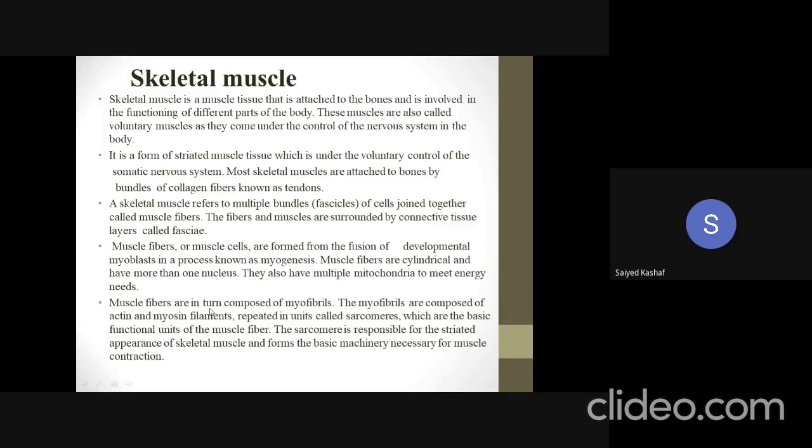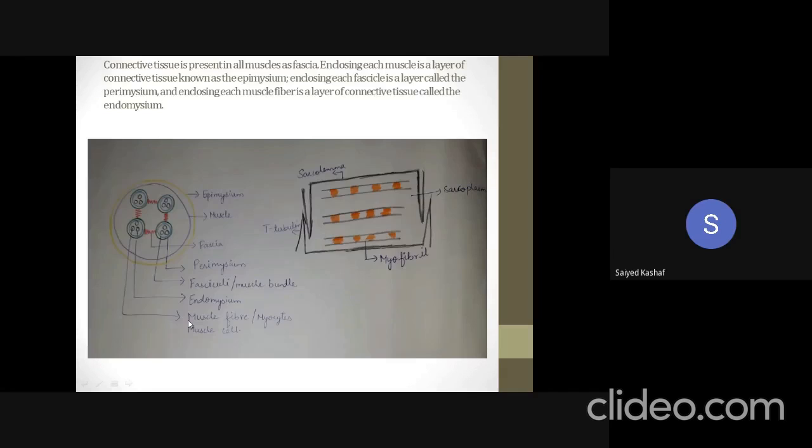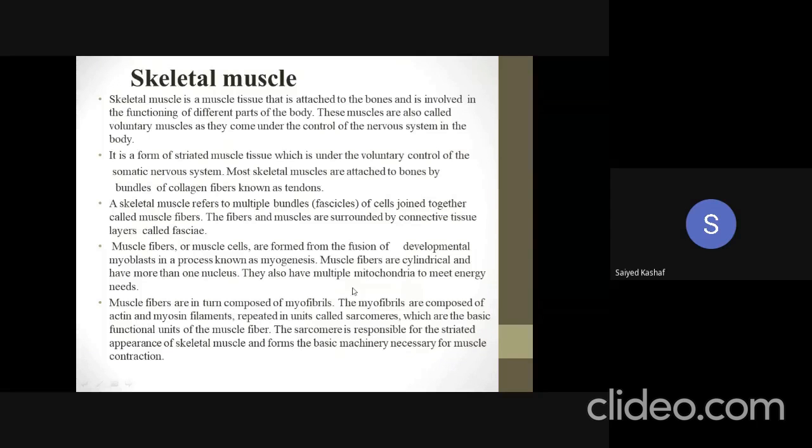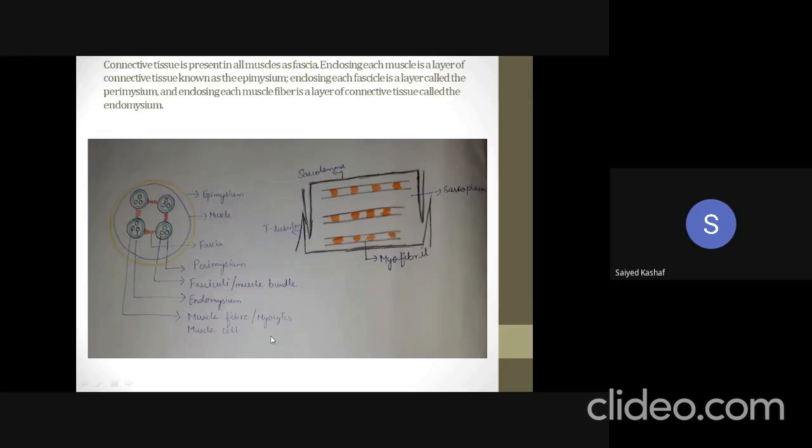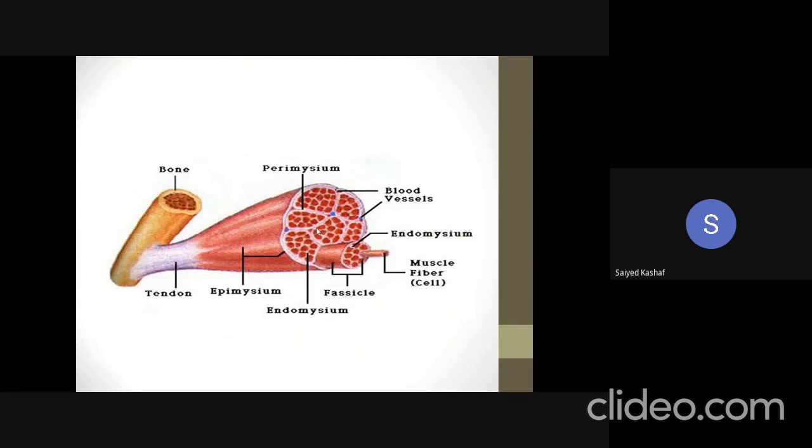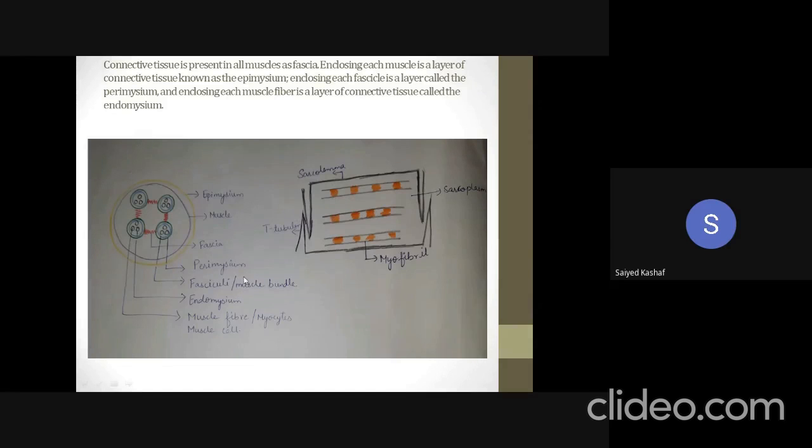And the muscle fibers are in turn composed of myofibrils, right? And these myofibrils are composed of actin and myosin filaments. You can see the dark and the light bands, and the repeated unit of sarcomere, which is the basic functional unit of the muscle that we have discussed. So the question arises, what is the sarcomere? Before that, this is the image that I have tried to draw in a resolved form.